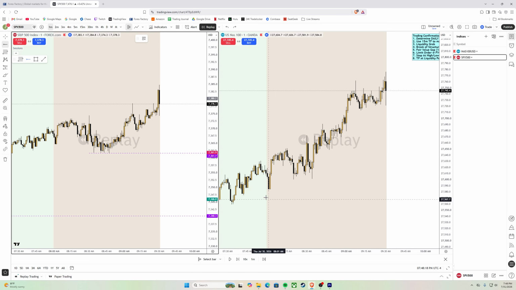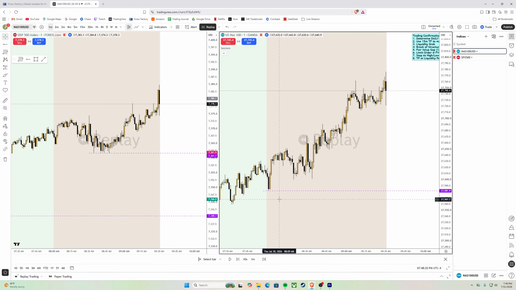And the same idea with the NAS. This low right here is the low of the session, because it's the lowest point in the brown. And then you're also seeing right here, what is this? This is quote unquote support or quote unquote double bottom. So traders are buying here, it's generating liquidity.